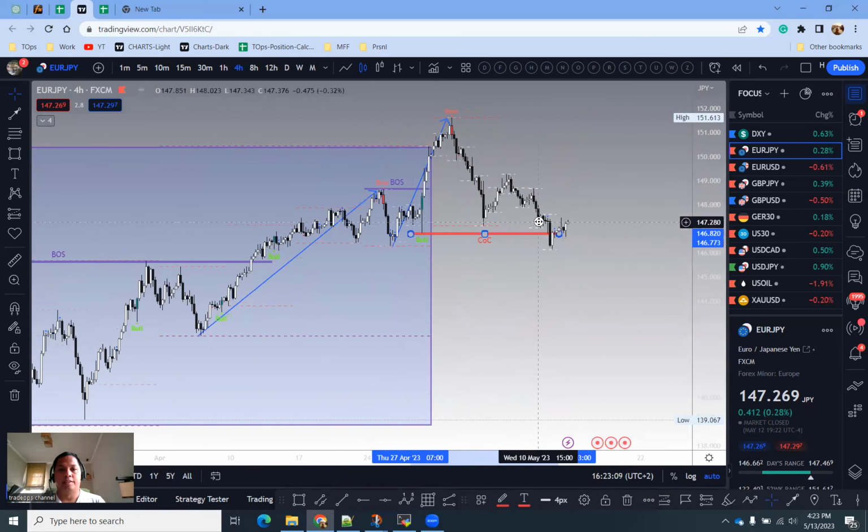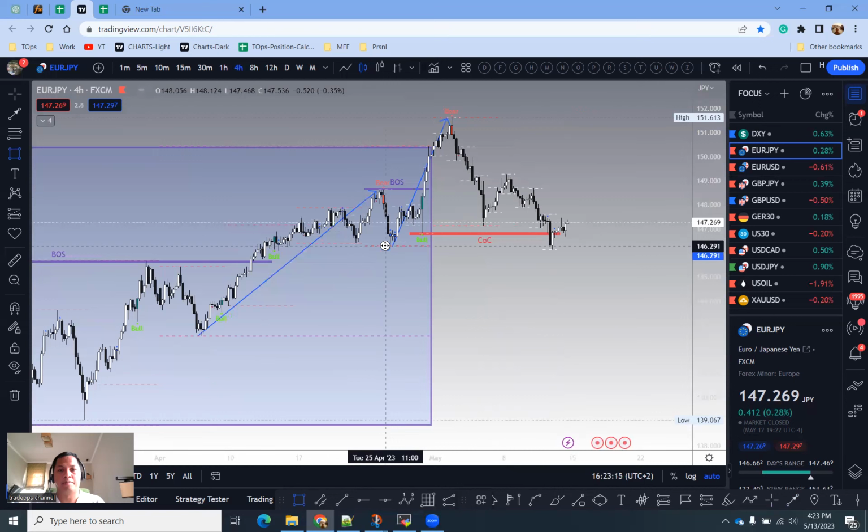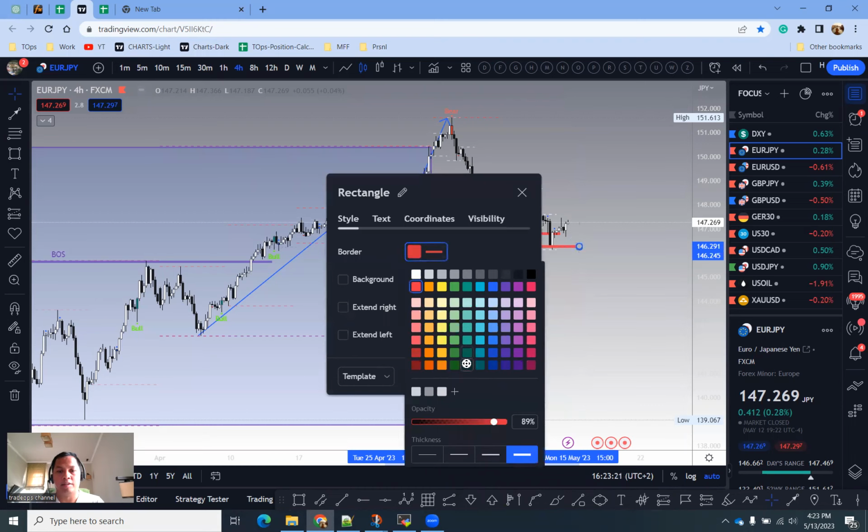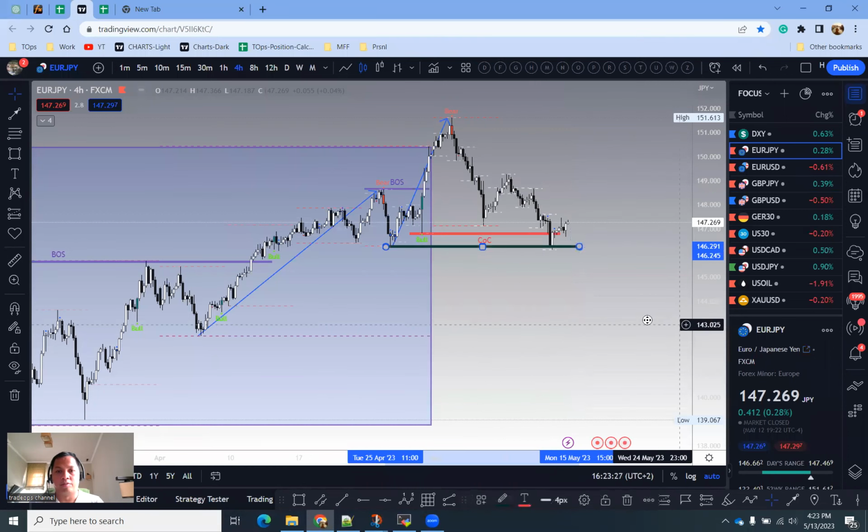And not only that, ito rin ay kapag na-break din siya with the candle close below this, I will also consider as a double confirmation of a change of character. So I use a green line kasi this is an important level to break. So as you can see, hindi naman niya na-break.